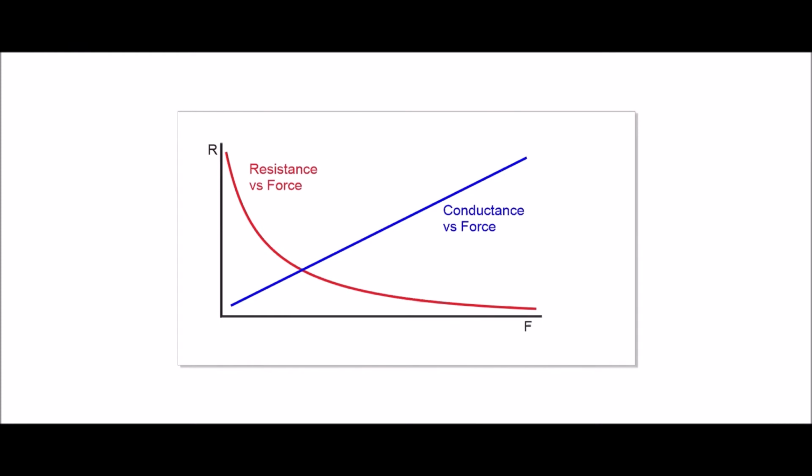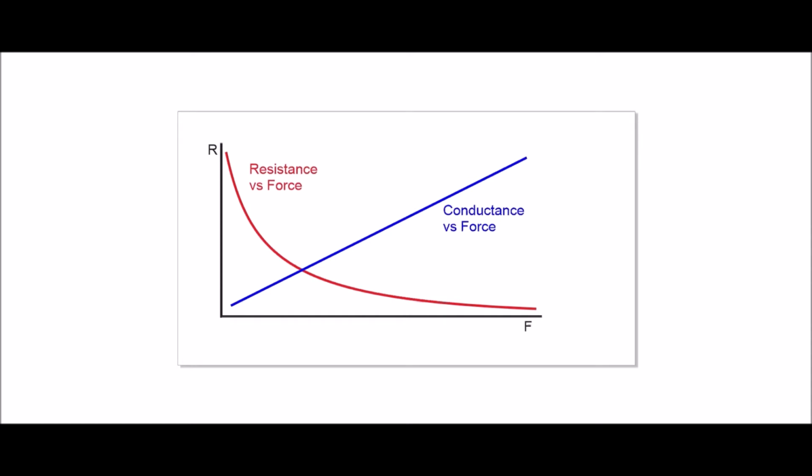This relationship actually shows that force is proportional to 1 over R. Now 1 over R is actually conductance instead of resistance. So if we plot conductance versus force, we should get a fairly straight line. And we do. This gives us a clue how to get a linear relationship between force and voltage.